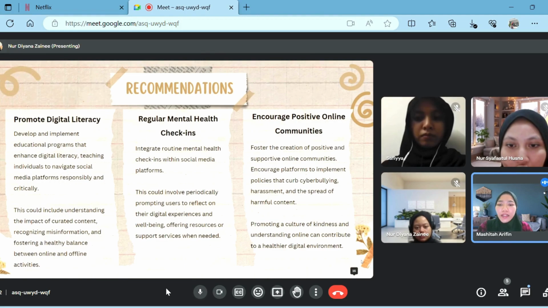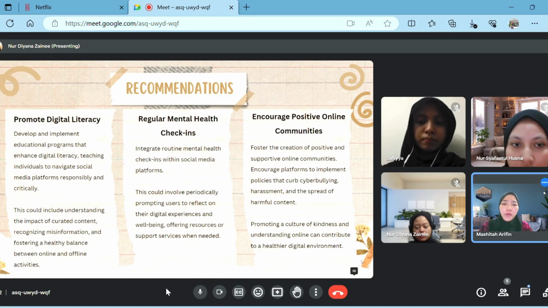Next, we need regular mental health check-ins. Integrate routine mental health check-ins within social media platforms. This could involve periodically prompting users to reflect on their digital experiences and well-being, offering resources or support services when needed.